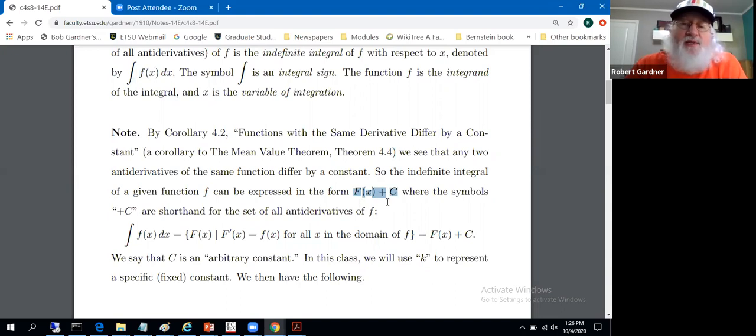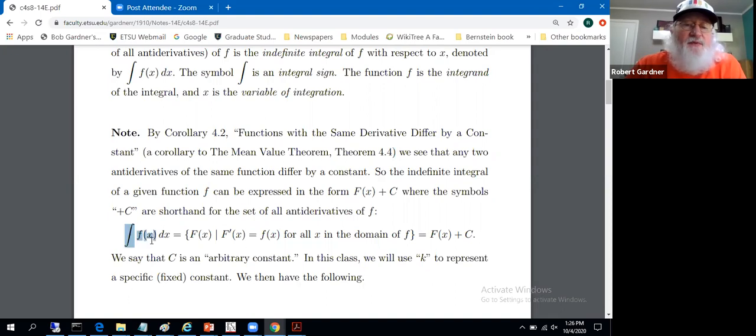Capital F of x plus C, where that capital F is some antiderivative, and we're using the plus C as a shorthand notation for a set of functions. So that's the way I'm introducing the terminology. This idea of speaking of sets is probably fairly rare, but you have to interpret indefinite integrals as sets of functions or collections of functions. You can't just treat it as a single function because it's not a single function.